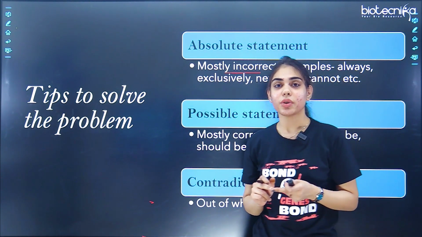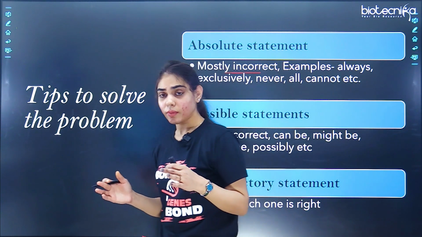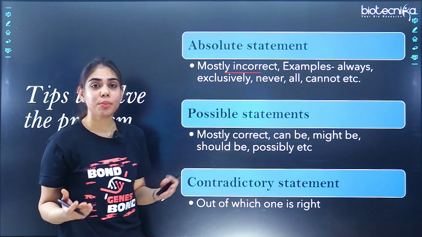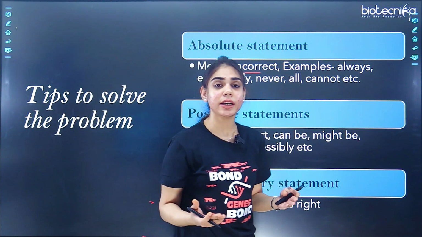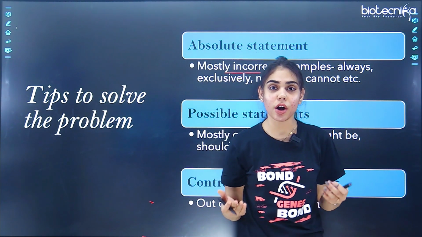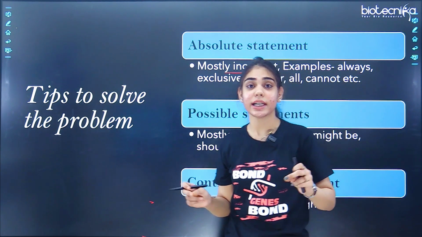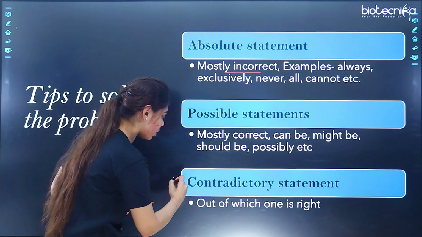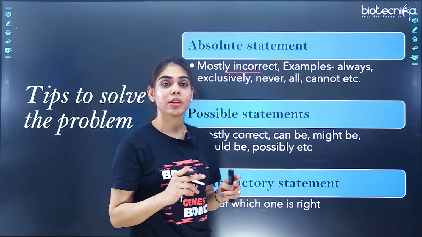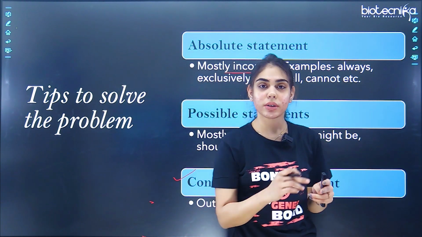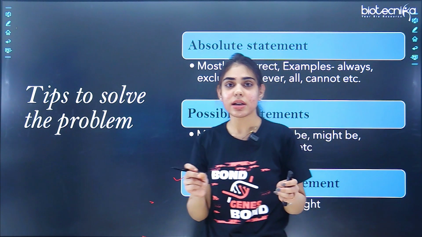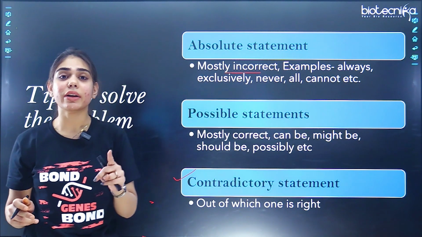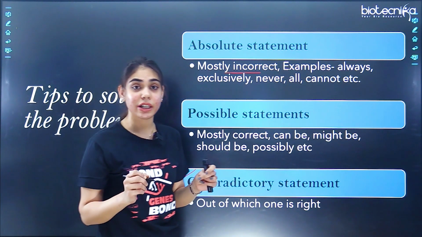So the second type of statement here is possible. Possible means it can be, it might be, shall, possibly, can, maybe. So if you find any of these catchy words in a question, most of the time they are correct. And the third one is the contradictory statement. Contradictory means opposite. One statement will talk about something, and to this a contradictory statement would be there. So out of these 2 options, only one will be correct because they are contradictory to each other.